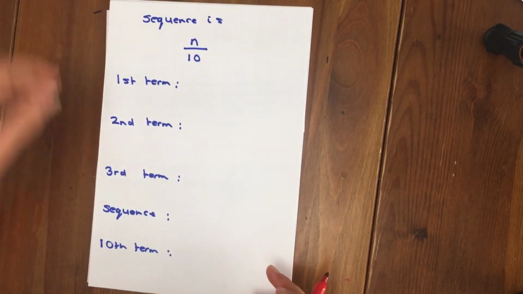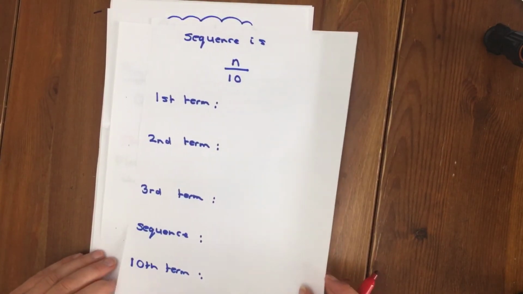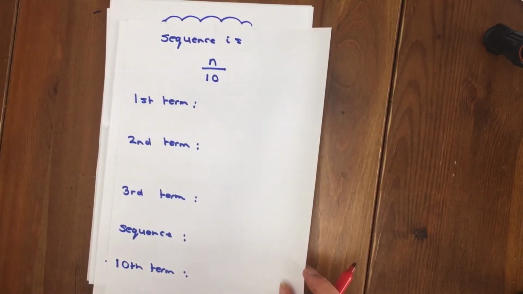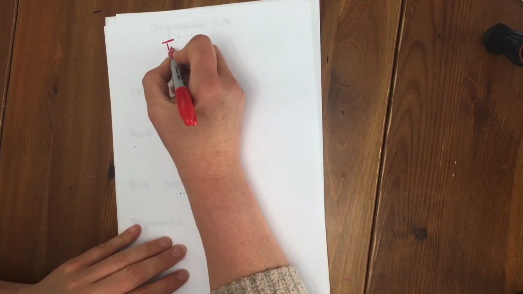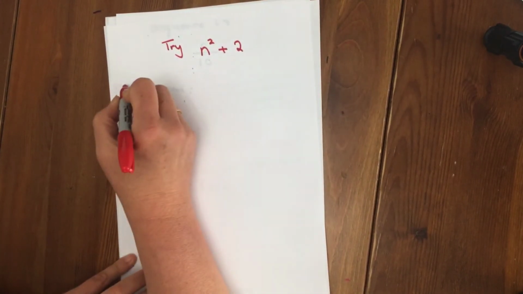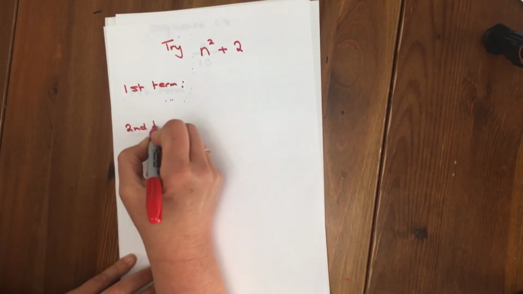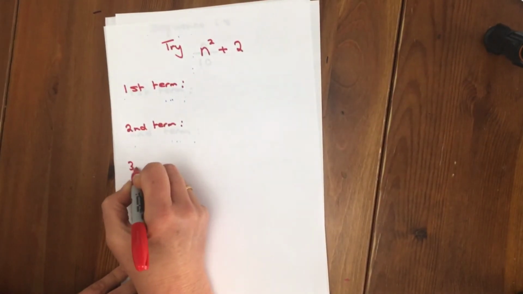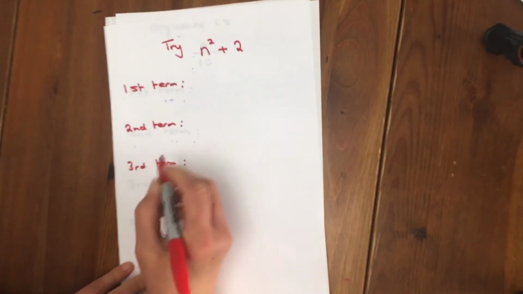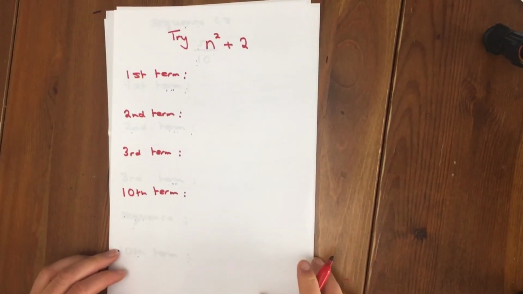Right, so I'm going to ask you to have a go at an n squared sequence. Can you just try, before we go on to this last one here, can you try this please? Try n squared plus 2. Can you please find the first term? You can start doing it. Second term, third term, and the 10th term. So pause the video, have a go at doing that please, and I'll go through the answers in a moment.